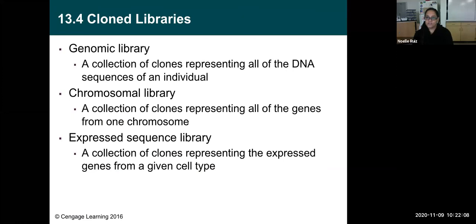Cloned libraries. There's genomic libraries, chromosomal libraries, and expressed sequence libraries. And what is a library? It's a place that you go to get information. So a genomic library is a collection of clones representing all of the DNA sequences of an individual. Chromosomal library is a collection of clones representing all of the genes from one chromosome. So for us, we would have 46 different libraries for our 46 chromosomes. An expressed sequence library is a collection of clones representing the expressed genes from a given cell type.